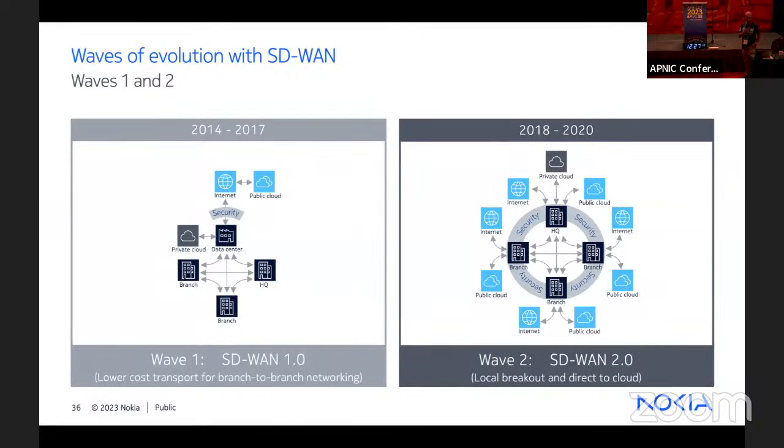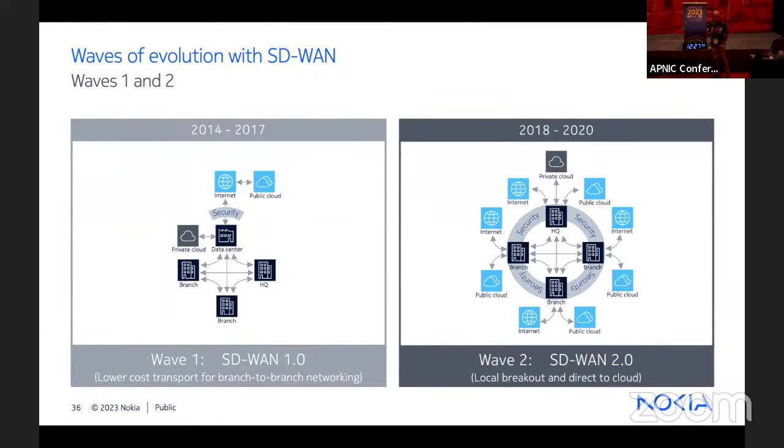2018 to 2020, call it SD-WAN 2.0. So this was a bit different. We started looking at building a network that is a bit more distributed. We brought in this distributed security concept, things like micro segmentation, having policies between different zones. And we also brought in a local breakout.